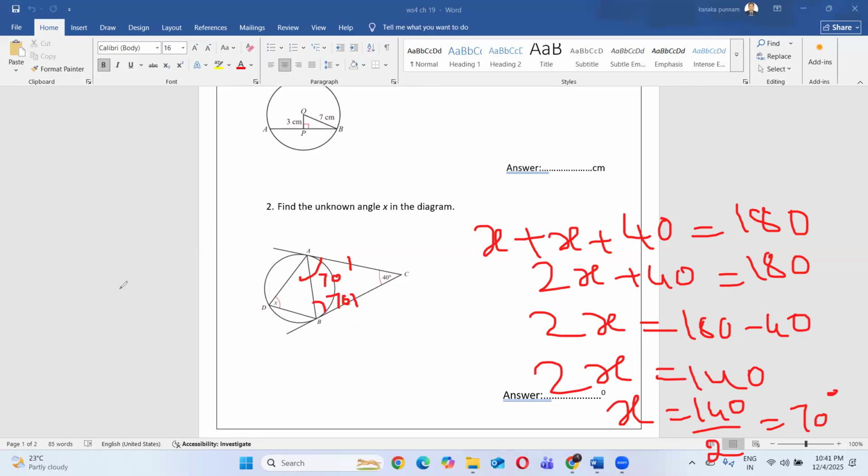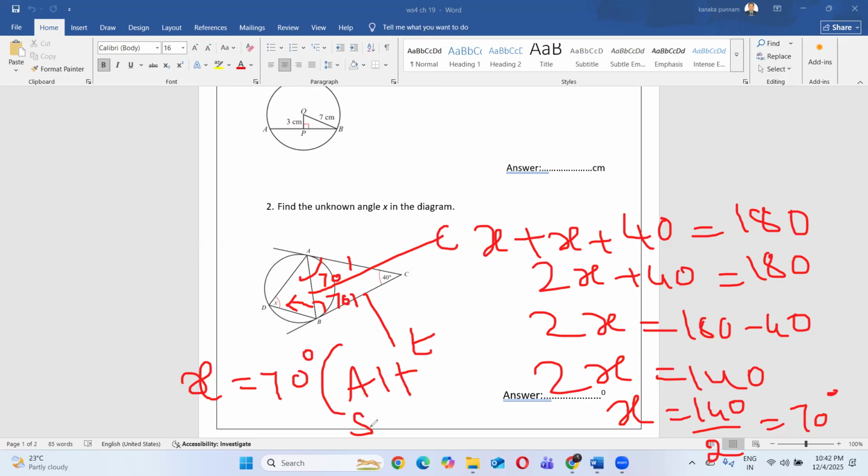Okay. Now you have to find X. What is the rule I told you? Tangent here. And this is a chord. Okay. The angle between the tangent and chord is 70 degrees. It is equal to the alternate segment. What is the alternate segment? X. Then automatically X becomes 70 degrees. Alternate segment theorem.